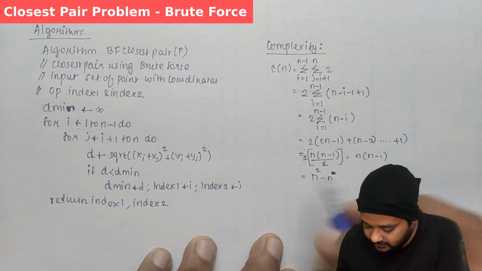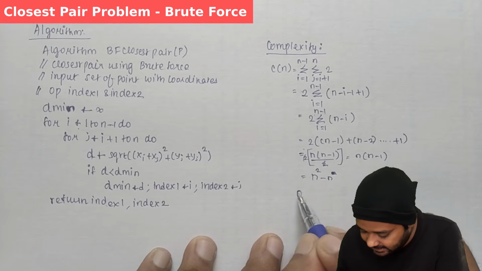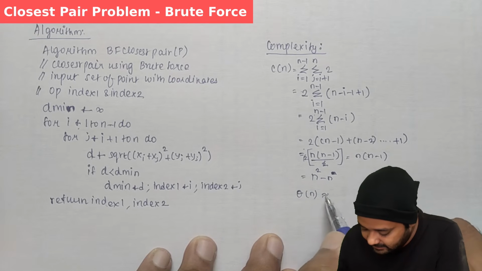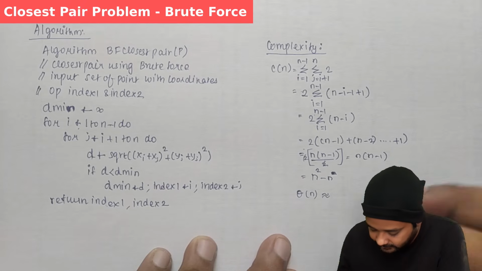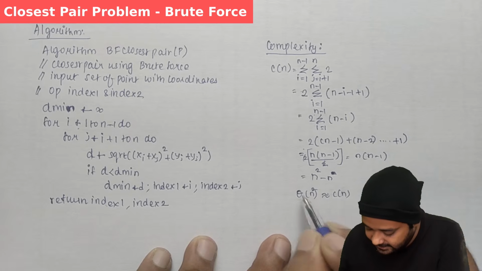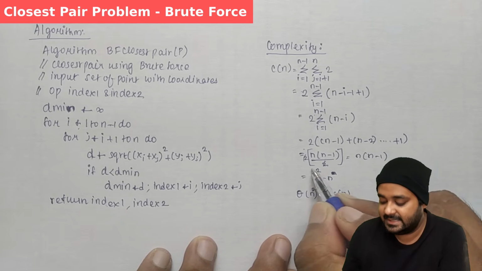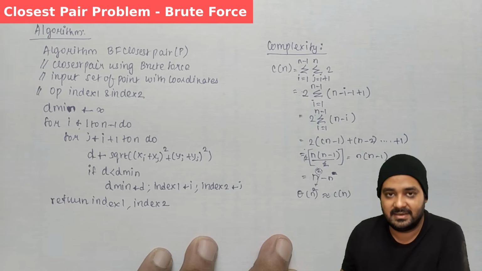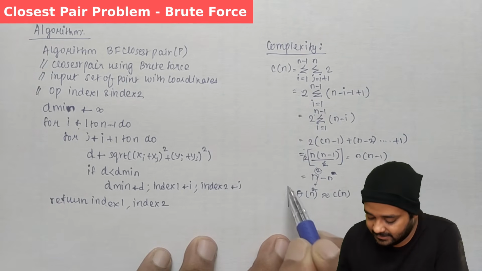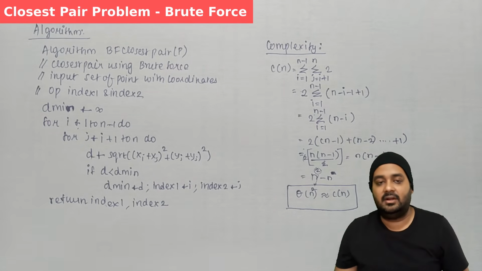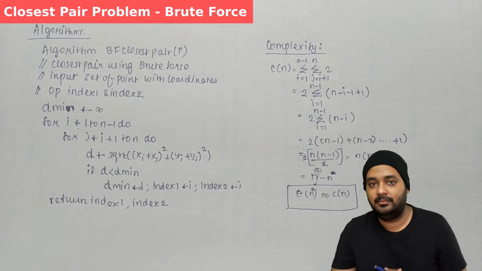For determining the complexity, we take the maximum out of it. So it will tend to n square. C of n will be big O of n square. Why? Because we are taking the maximum degree. What is the maximum degree? The maximum degree is 2. So the time complexity will be theta of n square. This is how we solve the closest pair problem using a brute force approach.